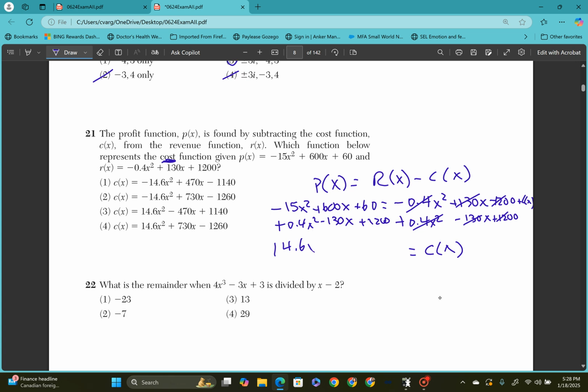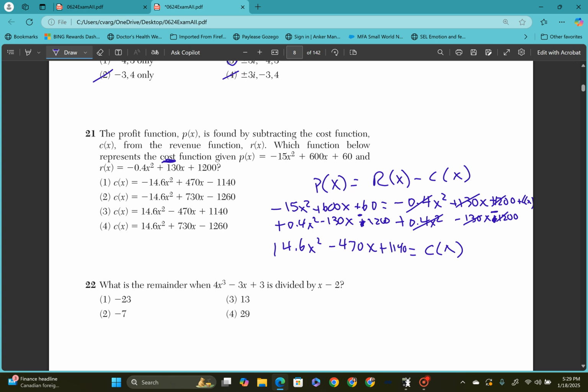So I have 14.6x squared minus 470x plus, oh, my bad. This is plus 1200. So this is supposed to be minus 1200. This is supposed to be minus 1200. So this is going to be 1140, plus 1140 as our answer.